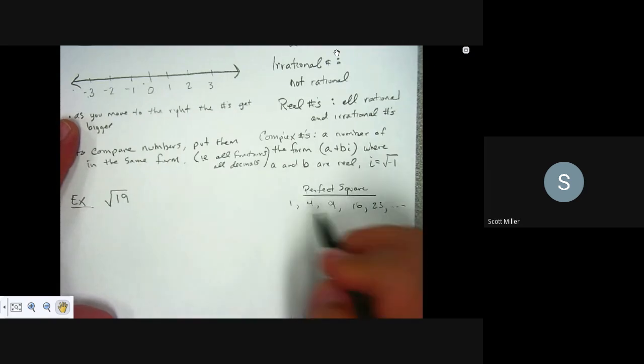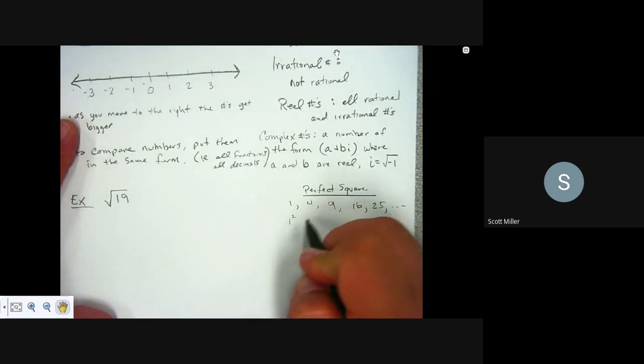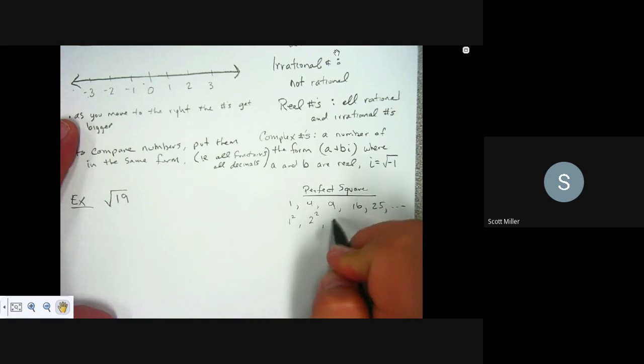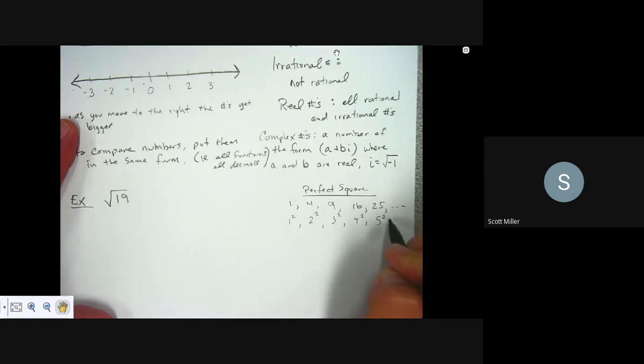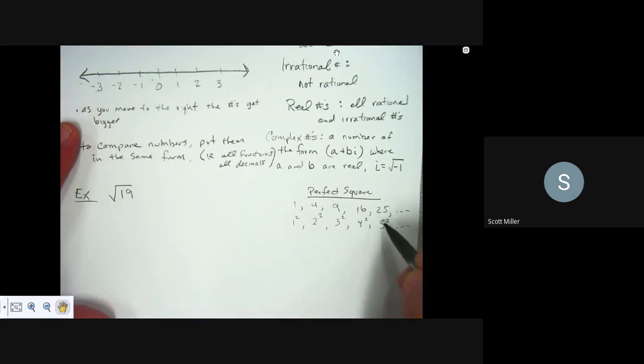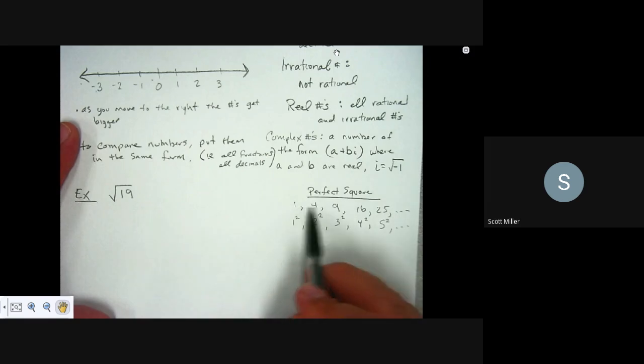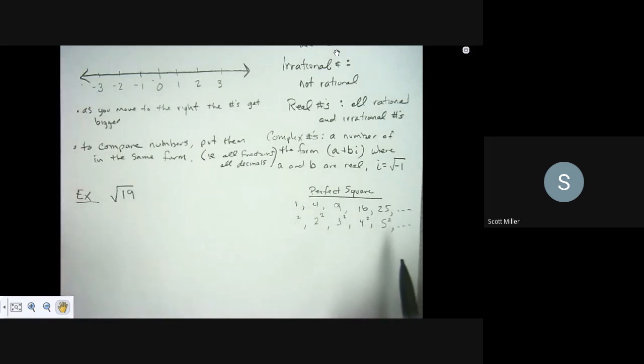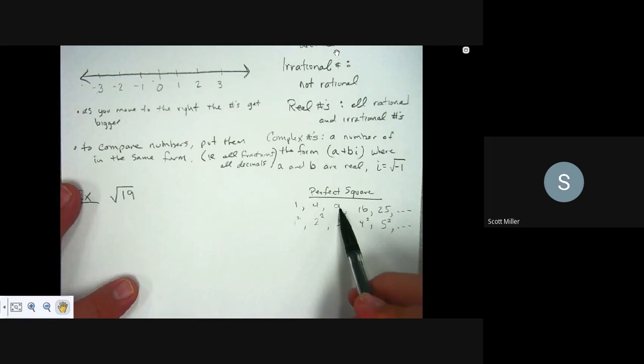And why are these numbers perfect squares? Because they all come from the fact that this is 1 squared, 2 squared, 3 squared, and hopefully you kind of see what's going on now. So they're called perfect squares because they are numbers that come from squaring an integer. These are also the numbers that you actually know the square root of. For example, if I take the square root of 9, we know the answer is going to be 3. If I take the square root of 16, the answer is going to be 4. Right? We just talked about that just a moment ago.